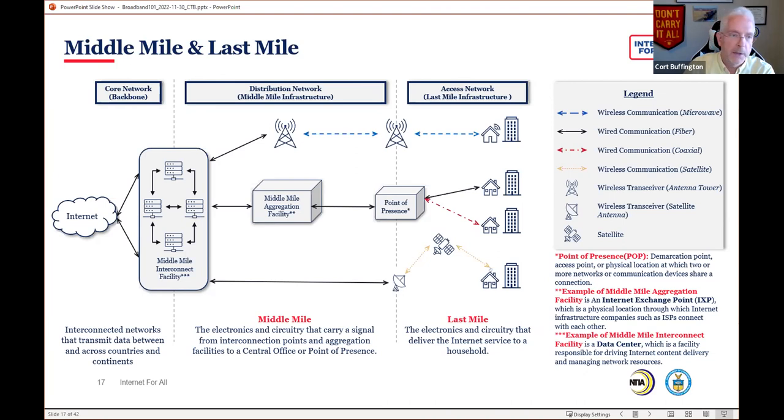But the point there being is this is kind of how we divide it up. And these programs, our middle mile program is focused on that distribution network, and our BEAD program is focused on the access network out in the last mile.